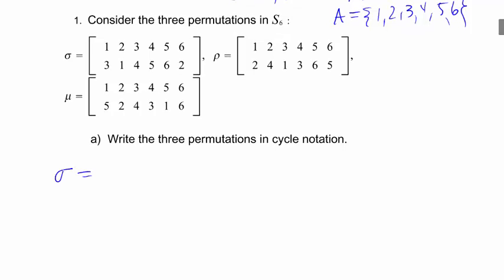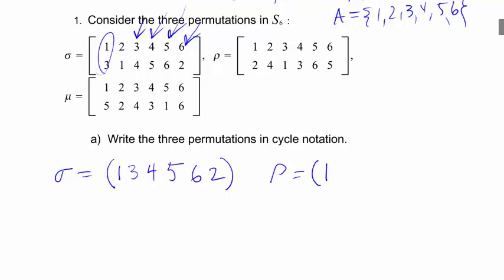Okay, sigma equals, I write 1 down first. Now I go up here and I see sigma of 1 is 3, so I write 3. Now I want to know what happens to 3. So I go here and I see that 3 is sent to 4. And now I check 4. 4 is sent to 5. I check 5. 5 is sent to 6. 6 is sent to 2. And 2 back to 1. So sigma is a 6-cycle. Now let's do rho.